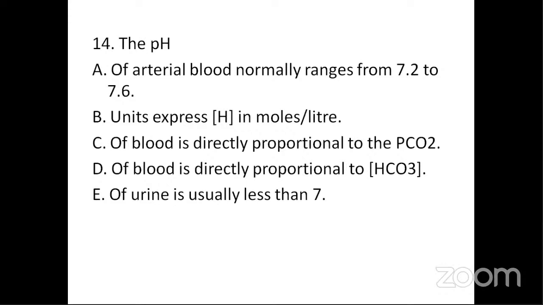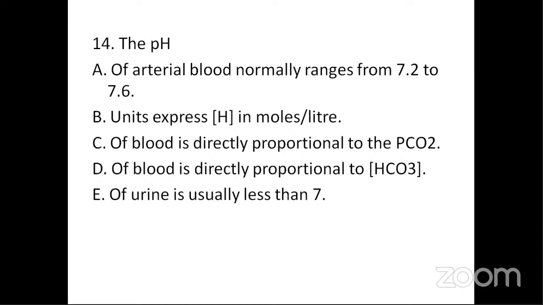Coming to the answers. The pH of arterial blood normally ranges from 7.2 to 7.6. It is false. The range is 7.35 to 7.45. Next, the units are moles per liter. It is false. They express it as the negative logarithm of the H plus concentration in moles per liter.